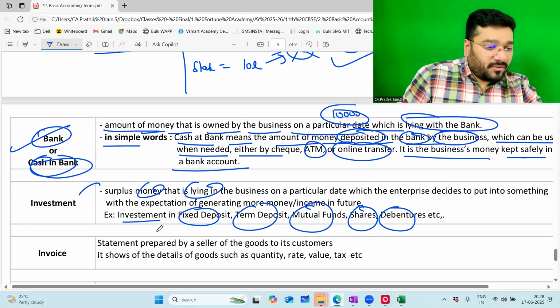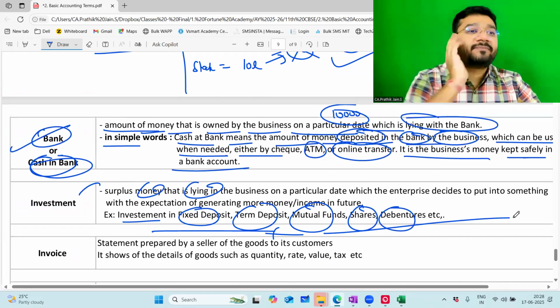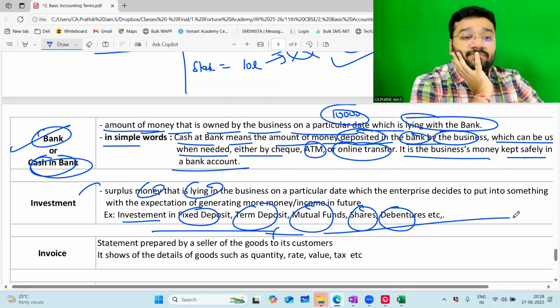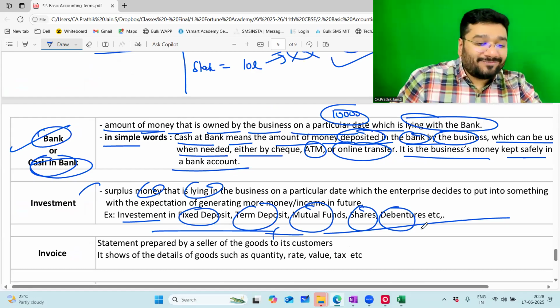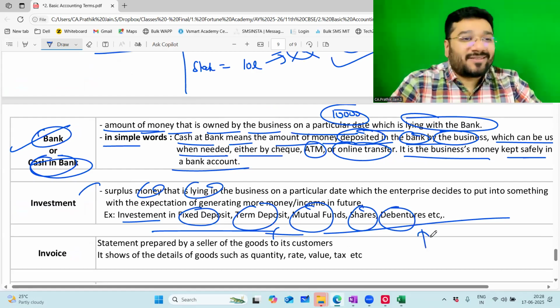Leave this. I'm done with the meaning of asset. Yes, boss. What's a debenture? Debenture is something we'll be discussing in 12th standard. We have a separate topic called issue of debentures.